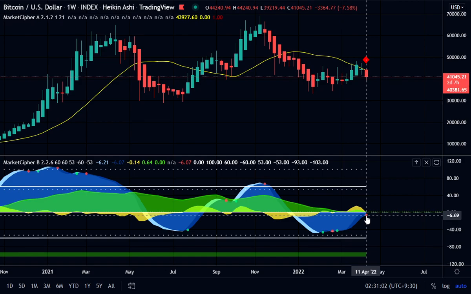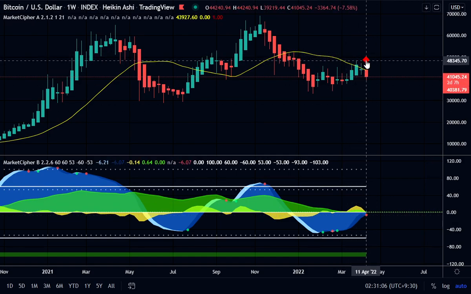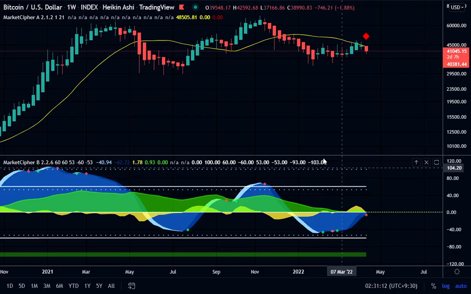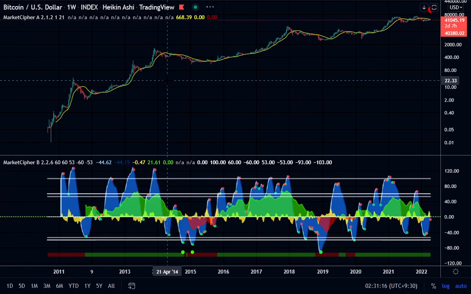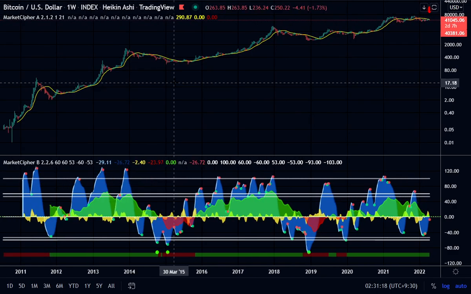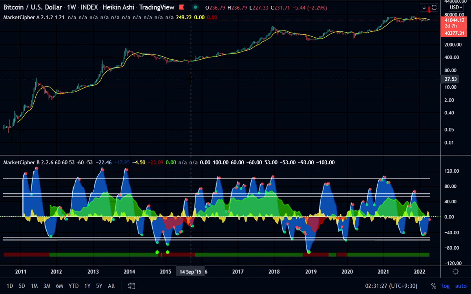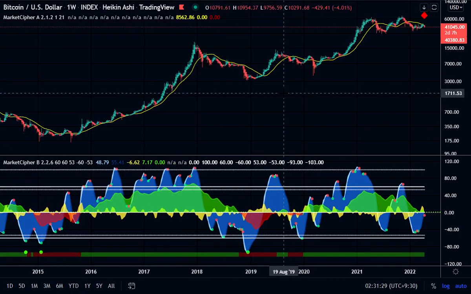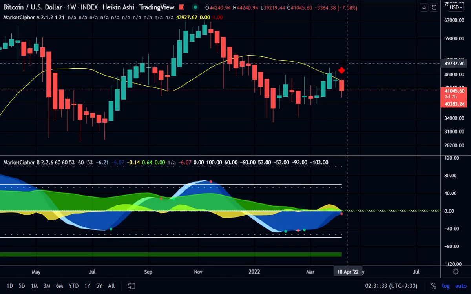It's not confirmed yet, but we also have a blood diamond here. And actually Bitcoin has never had a blood diamond on the weekly time frame. These blood diamonds can indicate a big drop coming. The higher the time frame, the bigger the possible drop. So this is quite a big warning sign here. To get rid of this blood diamond, we need to close the week above 40,500.